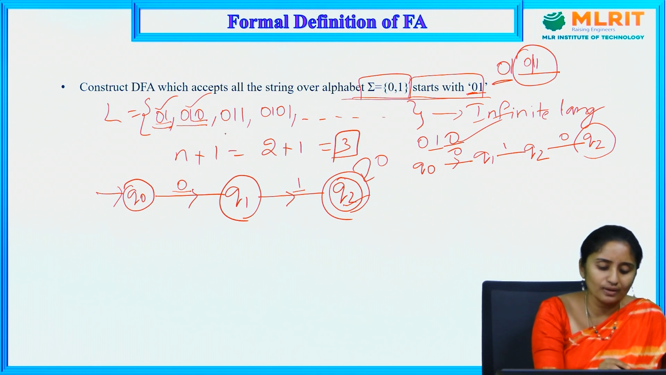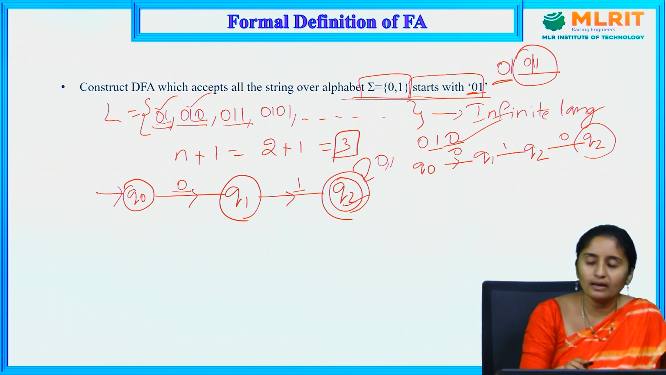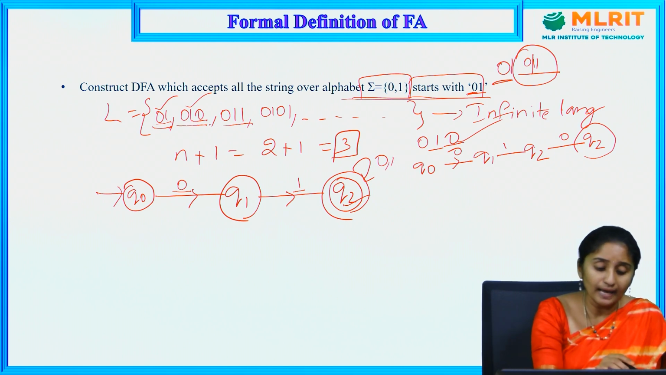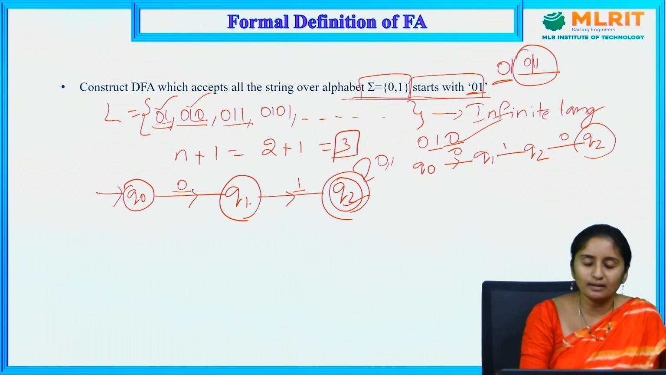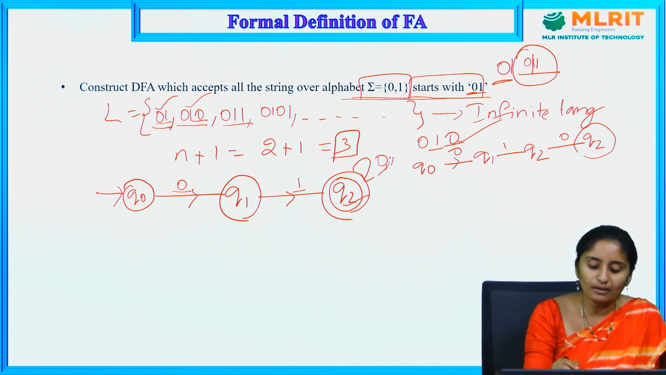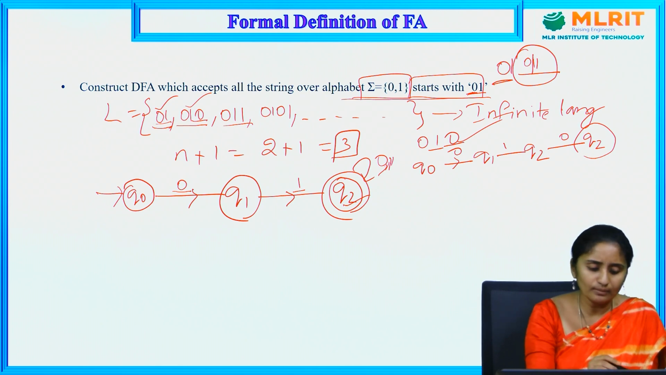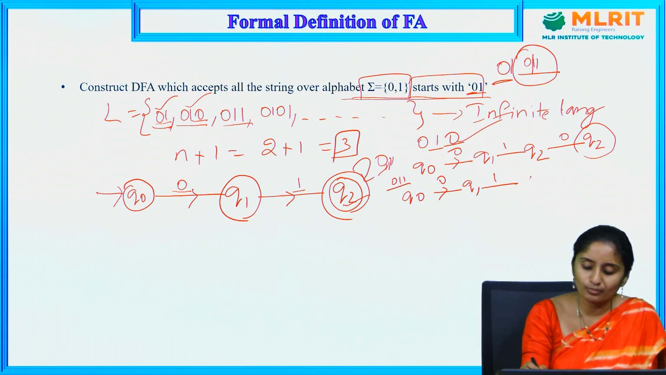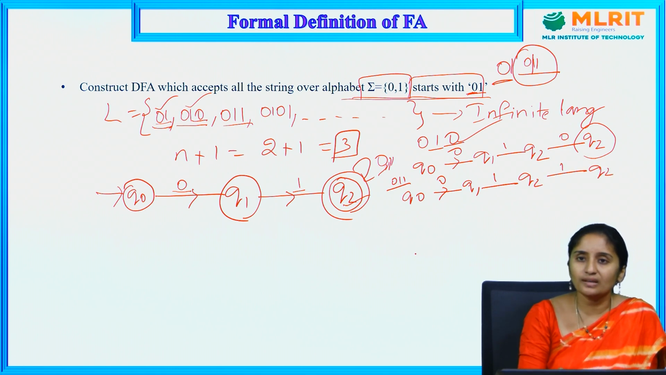Let me check the next one, 0, 1, 1. According to the condition, the string is accepted. So based on this, we are going to construct the diagram. I am keeping 0, 1 on Q2. Let me check 0, 1, 1 also. Q0 on 0 moves to Q1. Q1 on 1 moves to Q2. Q2 on 1 moves to Q2. So the given string is accepted.